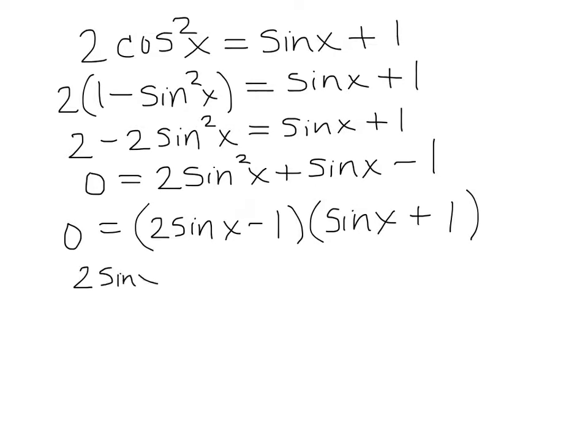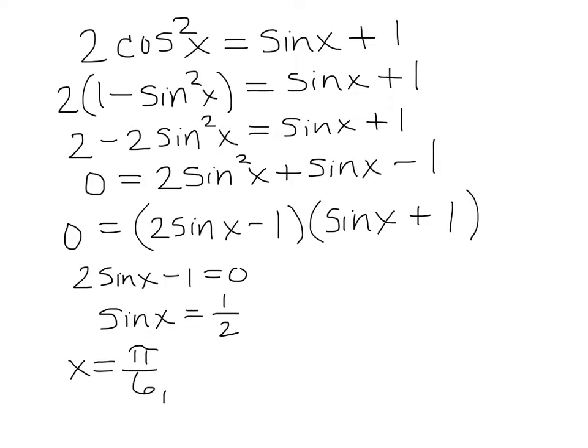2 sine of x minus 1 equals 0. Adding the 1 and dividing by 2, you will get sine of x equals 1/2. You then need to use your reference triangle. I know that the sine is 1/2 at a 30-degree angle. Sine is also positive in quadrants 1 and 2. Therefore, this part of the equation produces 2 solutions. You get the 30-degree angle, pi over 6, which is in quadrant 1, and you also get the 30-degree angle in quadrant 2, which is 5 pi over 6. That is 2 solutions.